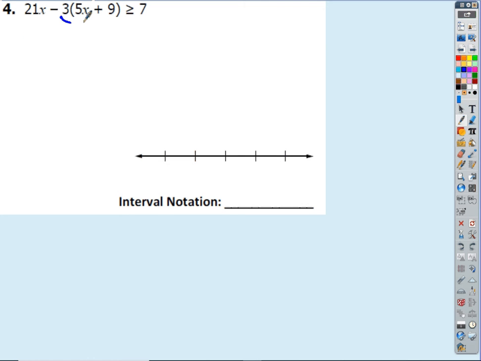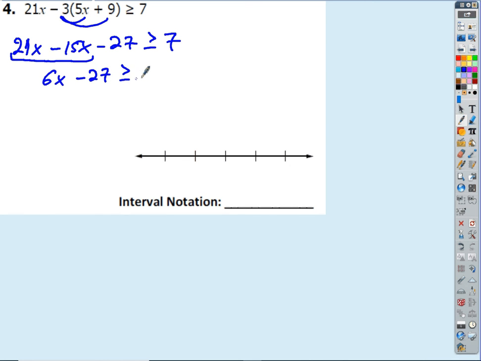So I can distribute the -3, and that's going to give me 21x. Well, I have to distribute the whole -3, so I'm going to get -15x. Help me out. Say it again. -27. I've got to distribute the -3. So on the other side, we've got a 7. Now what? Combine. 21x minus 15x, that's 6x, minus 27 is greater than or equal to 7. Now what? Add 27. Add 27, good.